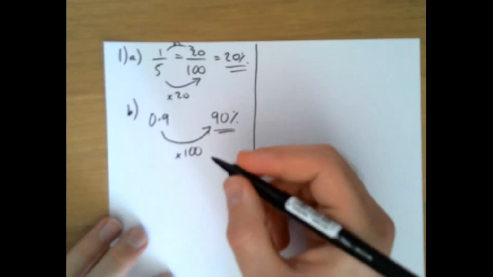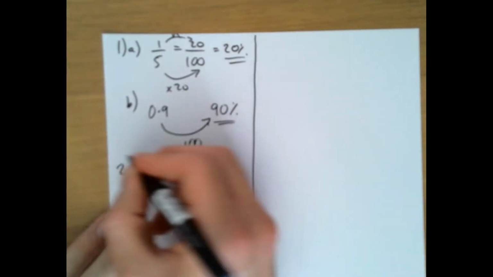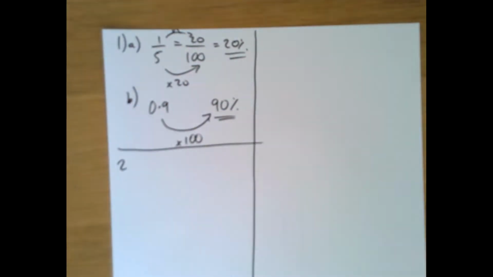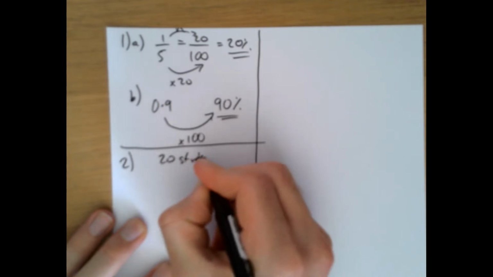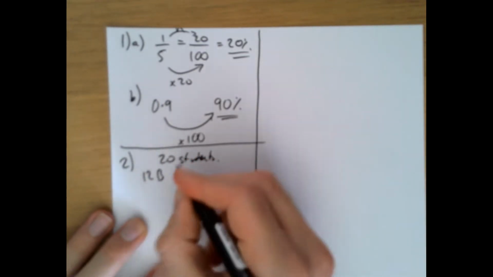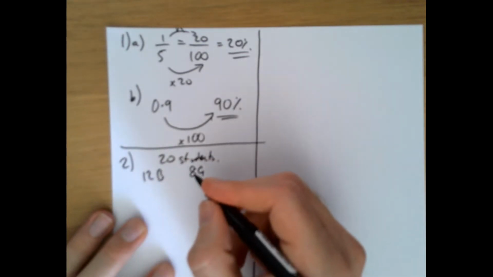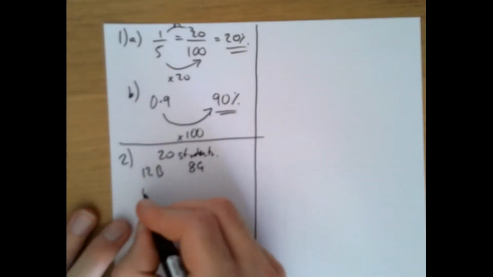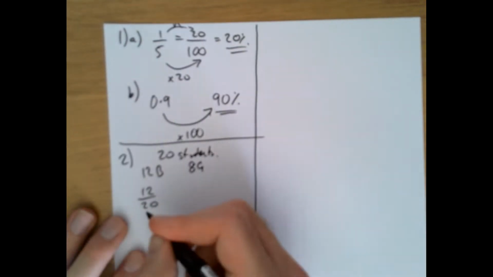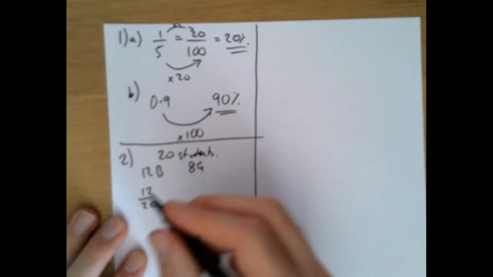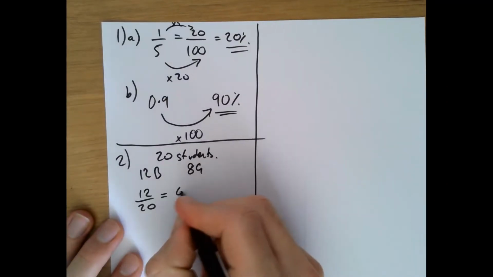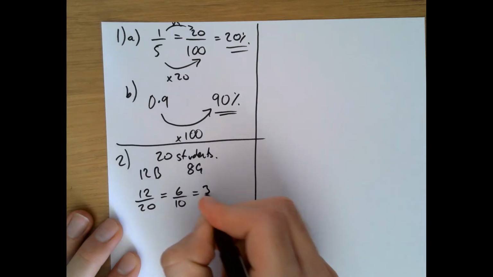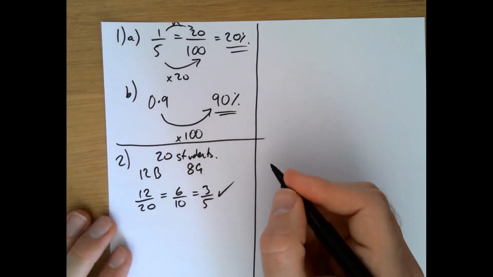Number 2. There are 20 students, so we've got 20 students. 12 are boys, so we're going to have 8 girls. What fraction are boys? Well, it's going to be 12 out of 20. And we look and we see that none of the options are 12 out of 20. So what we need to do is simplify it. Halve the top and the bottom, you get 3/5.